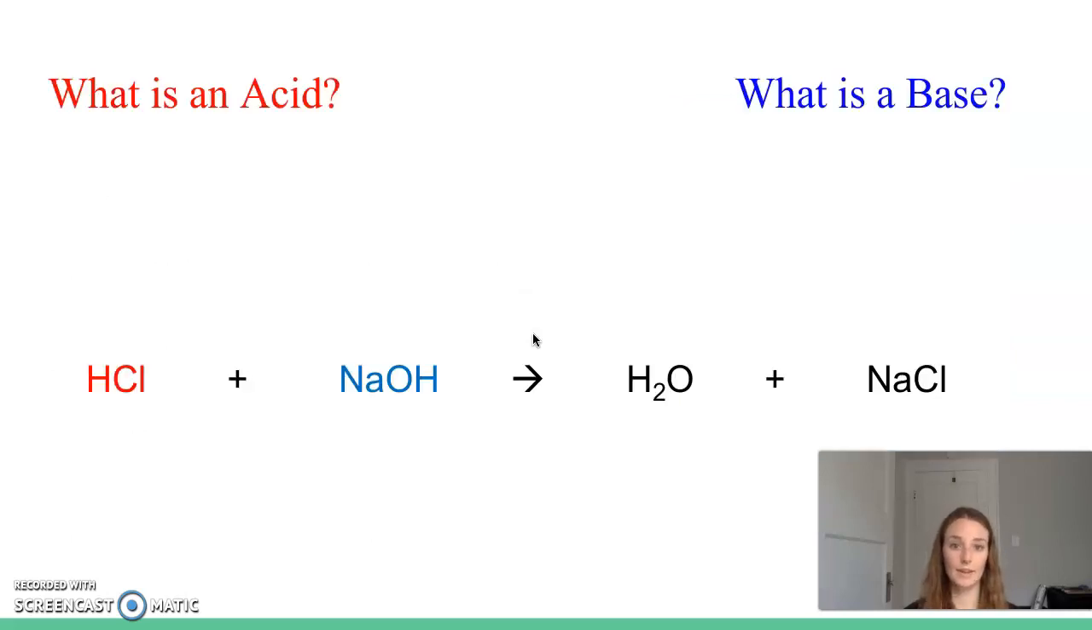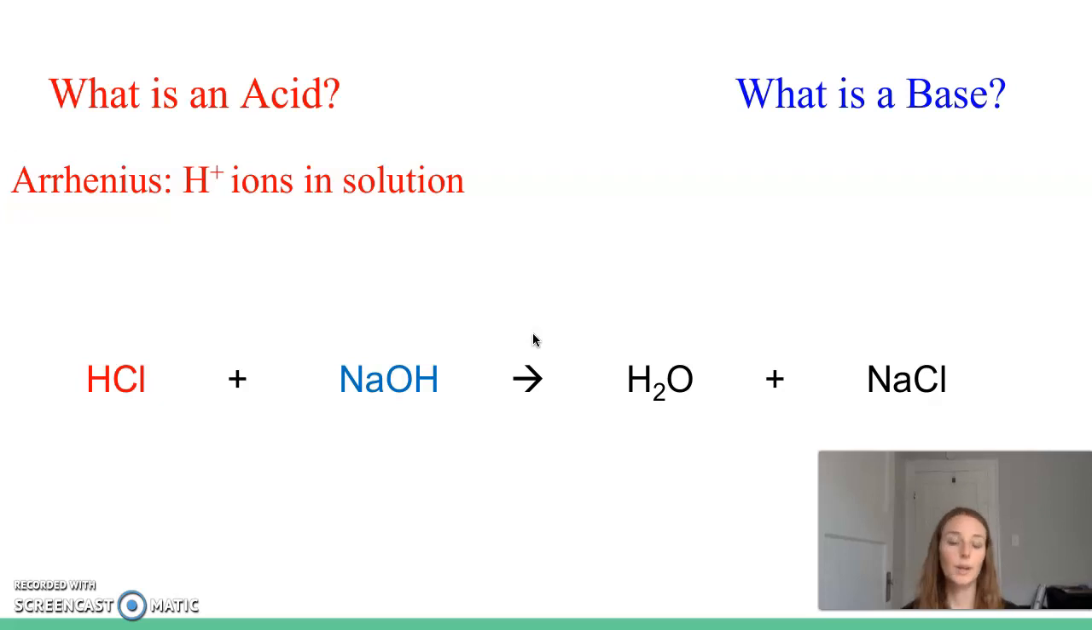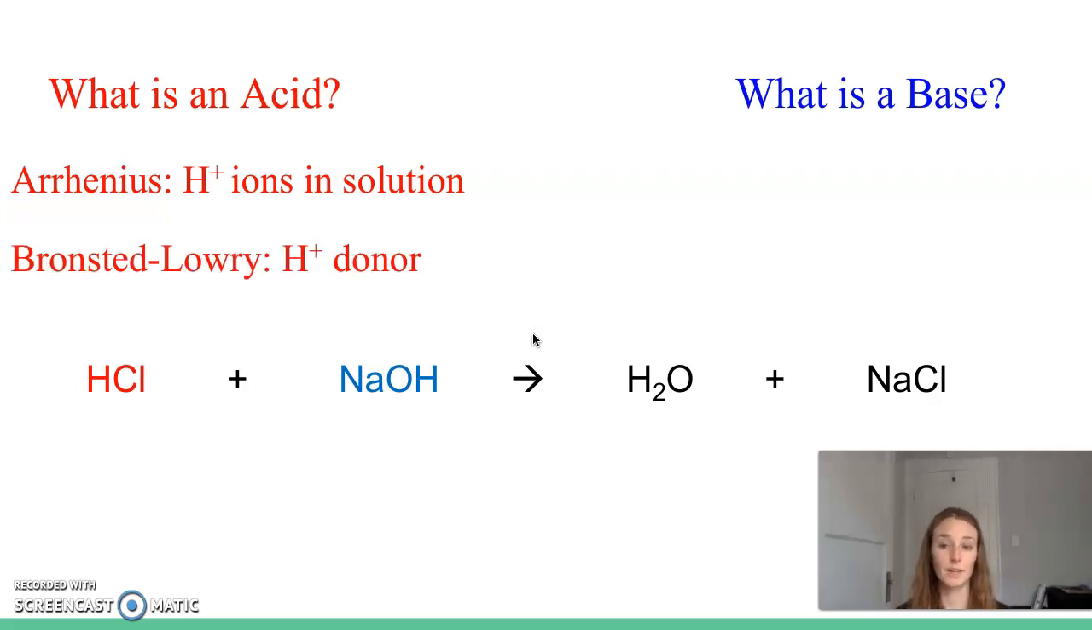What is an acid and what is a base? Well, we have 2 definitions of an acid. An Arrhenius acid is one type, and these are H+ ions in solution. So hydrogen ions in solution. And then a Bronsted-Lowry acid is an H+ donor, or a hydrogen donor.